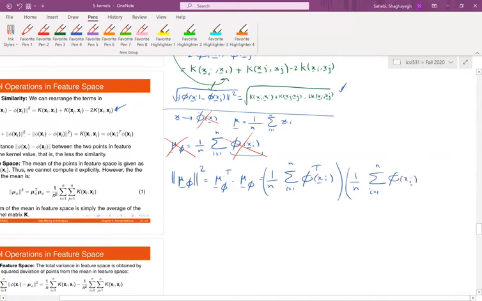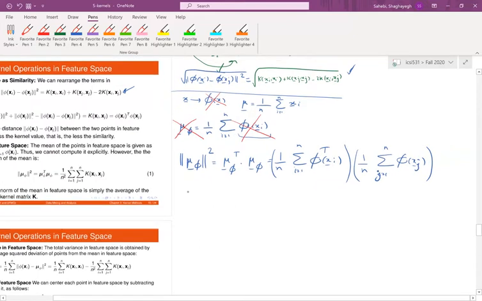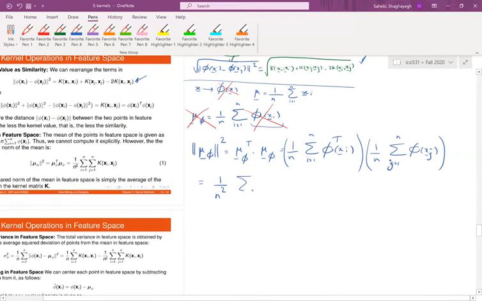Right? Let me actually call this one j and this one i, so that we don't confuse the two. Okay. So if I multiply these two with each other, what do I get? First of all, I get 1 over n squared, for 1 over n here, 1 over n there. And then I will get sigma i equals 1 to n, j equals 1 to n, phi of xi transpose dot phi of xj.